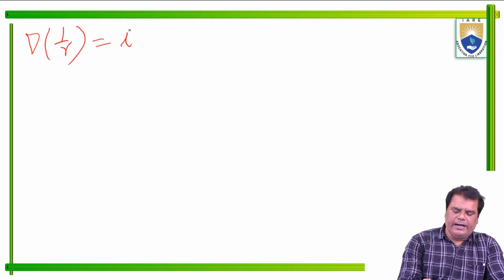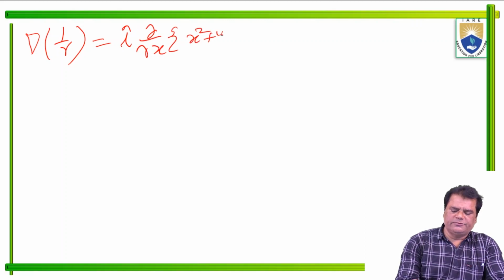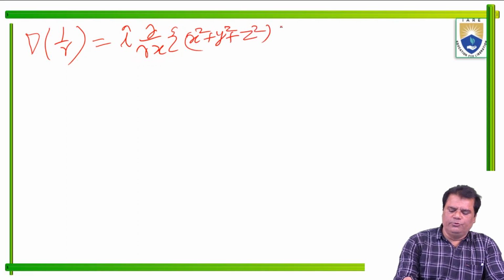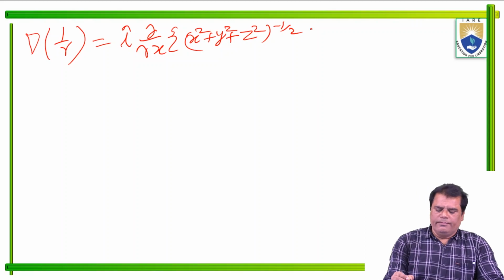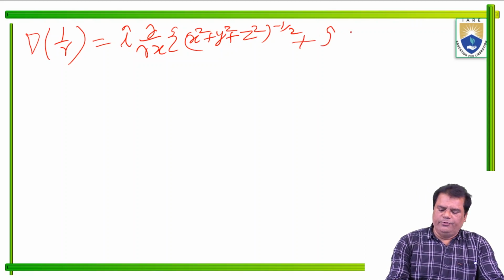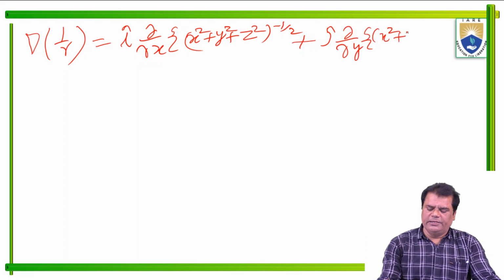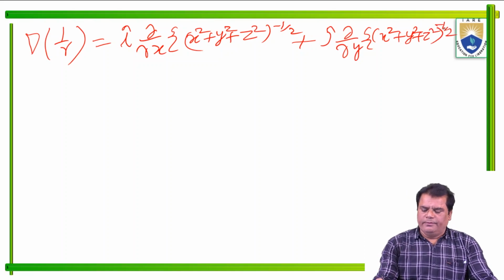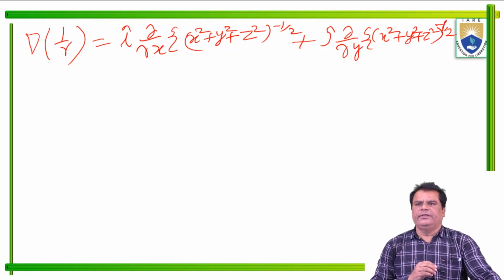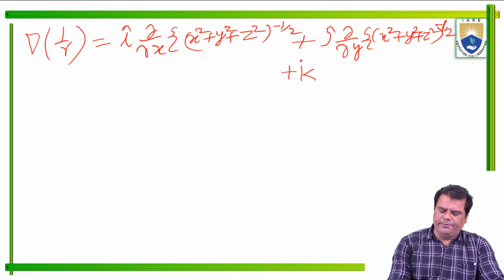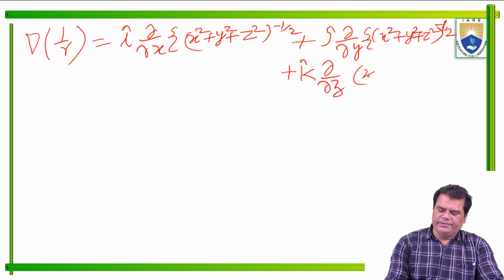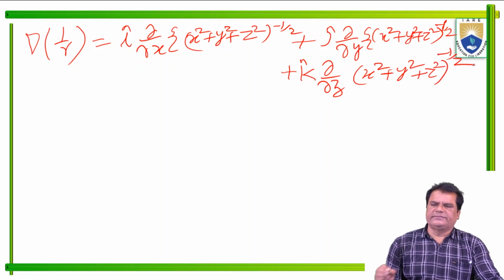This equals i cap dou over dou x, differentiating (x square plus y square plus z square) whole to the power minus half. Similarly plus j cap dou over dou y, differentiating (x square plus y square plus z square) whole to the power minus half, and plus k cap dou over dou z, differentiating (x square plus y square plus z square) to the power minus half.